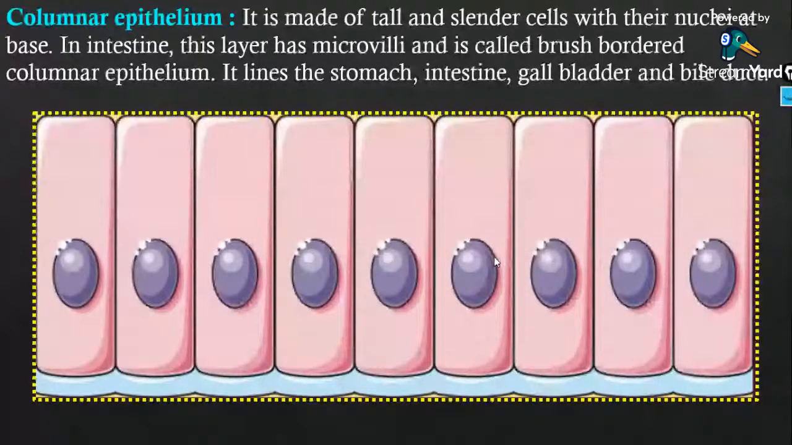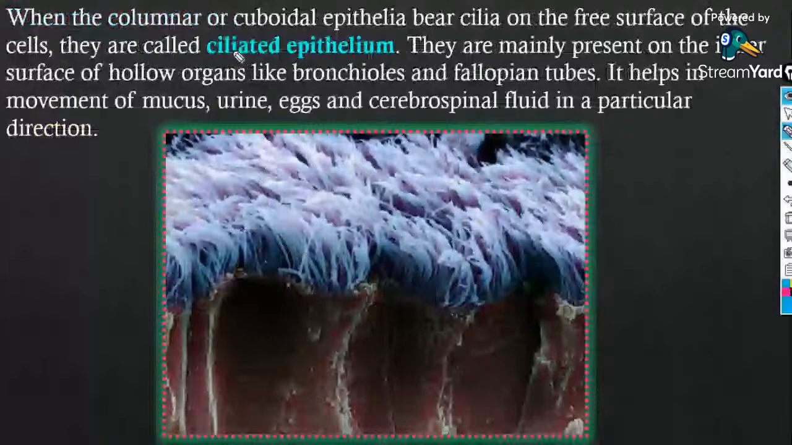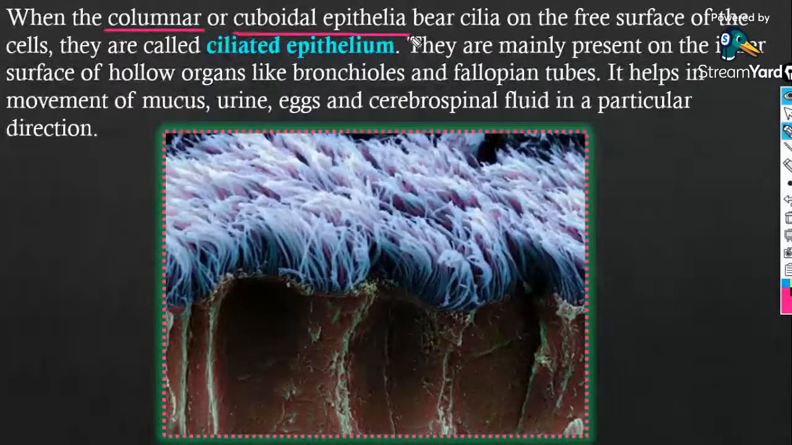Where is this columnar epithelium found? They are found in the stomach, intestine, gallbladder, and the bile duct. How beautiful. Look, when the columnar or the cuboidal epithelium, two types of cells, bear cilia on the free surface, they are known as ciliated epithelium.